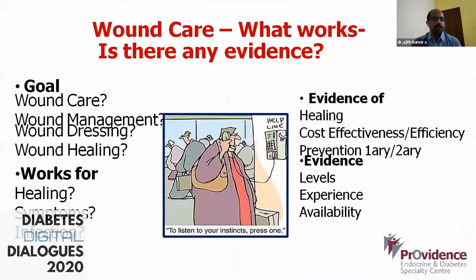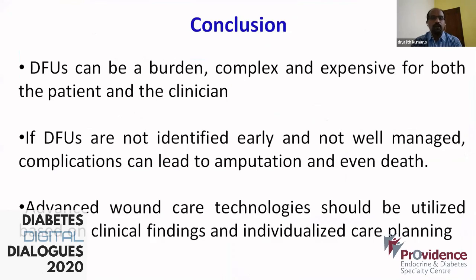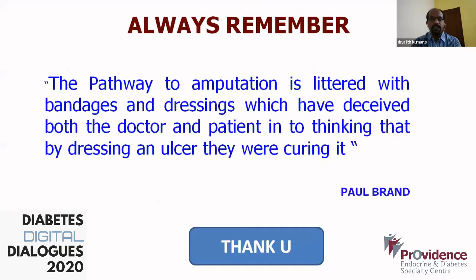So in wound care, your goal is to get healing as soon as possible, and you have to prevent the recurrence. Evidence is very important, but you have to choose based on your experience also. Synergistic wound healing is very important when you manage a chronic wound. You can use modern dressings, antibiotics, VAC, HBOT. Synergistic wound healing simply means that you can use two or more advanced wound care technologies to improve wound healing. So to conclude, it is a burden of a complex, expensive thing. Advanced wound care technology should be utilized based on the clinical findings, individualized care planning and individual experience.